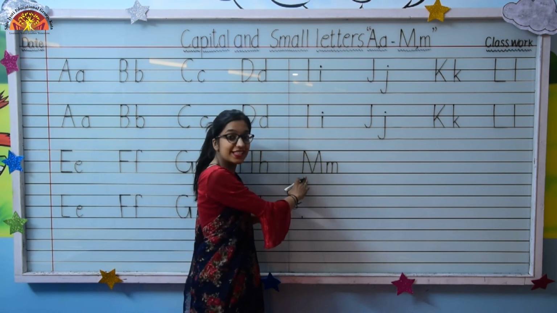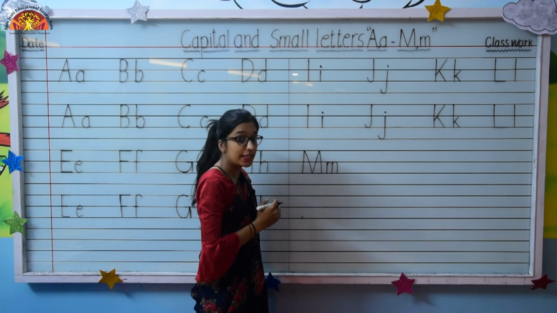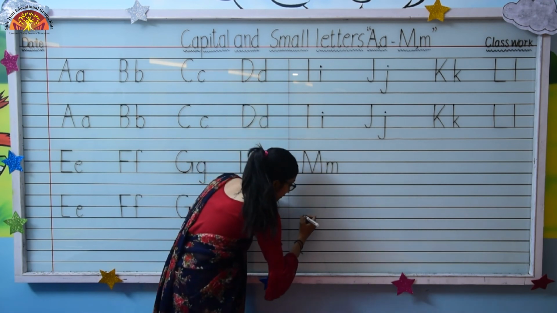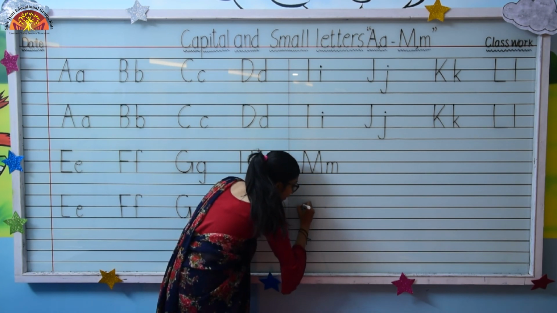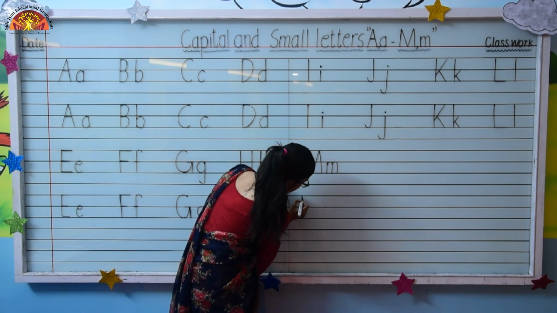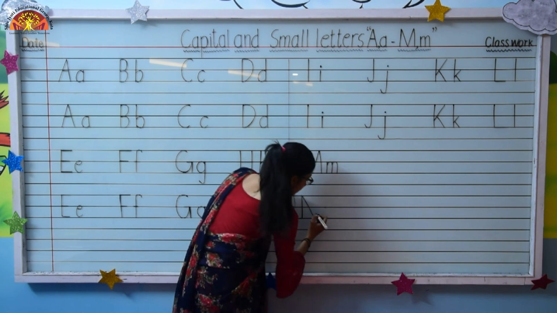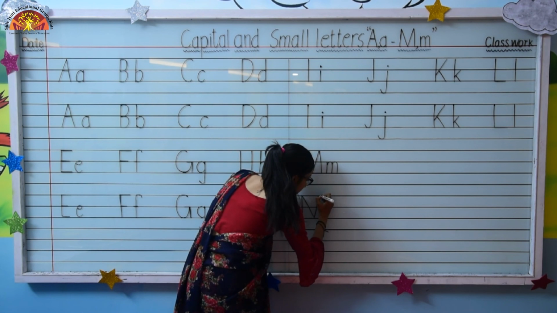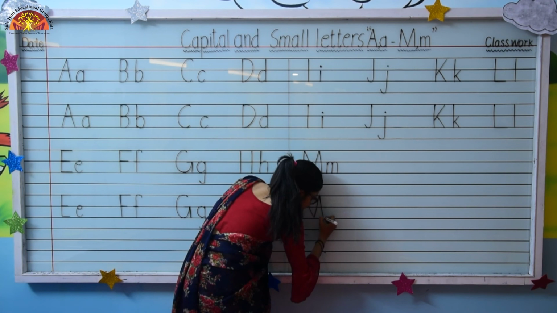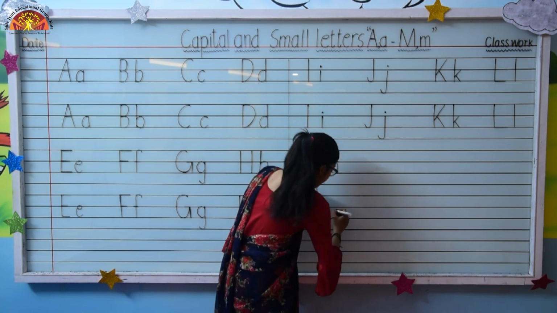This is capital letter M. This is small letter m. Let's draw capital letter M first. So kids, start from here, draw standing line up, okay, slanting line down, one more slanting line up, then standing line down. Now let's make small letter M.